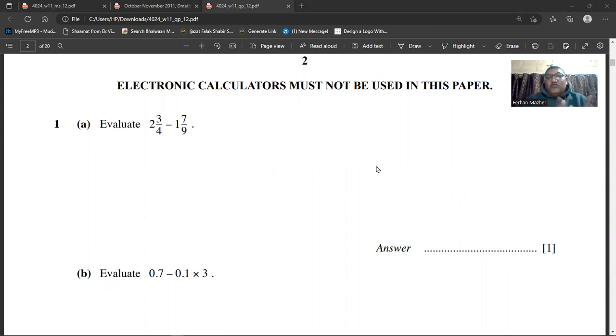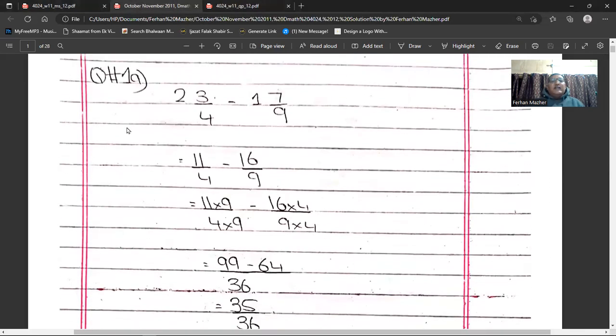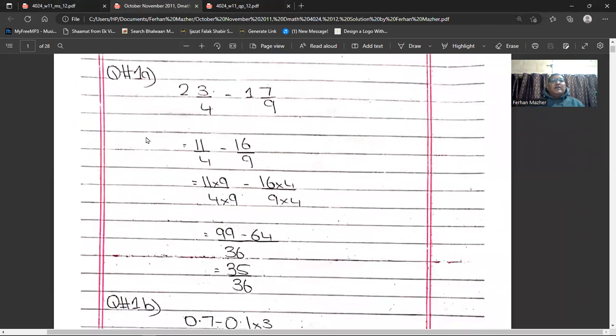First of all, these are two fractions and we want to subtract them. So what we will do, we will convert them into improper fractions. So 2 fours are 8, 8 plus 3, 11, 11 by 4, minus 9 ones are 9, 9 plus 7, that will be 16, 16 by 9. So we will write them first in the improper fraction form, and then we will subtract these two fractions. So 11 by 4 minus 16 by 9.